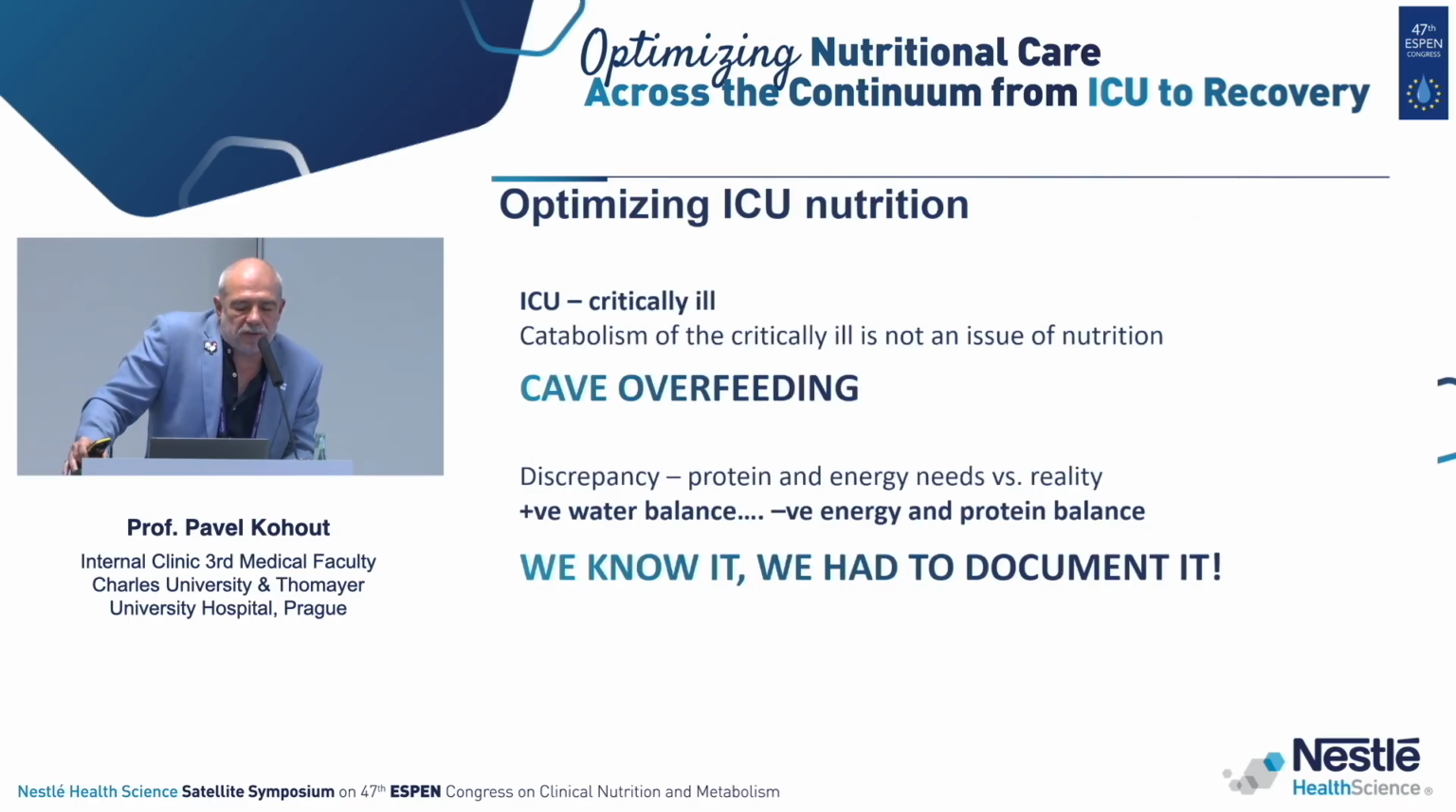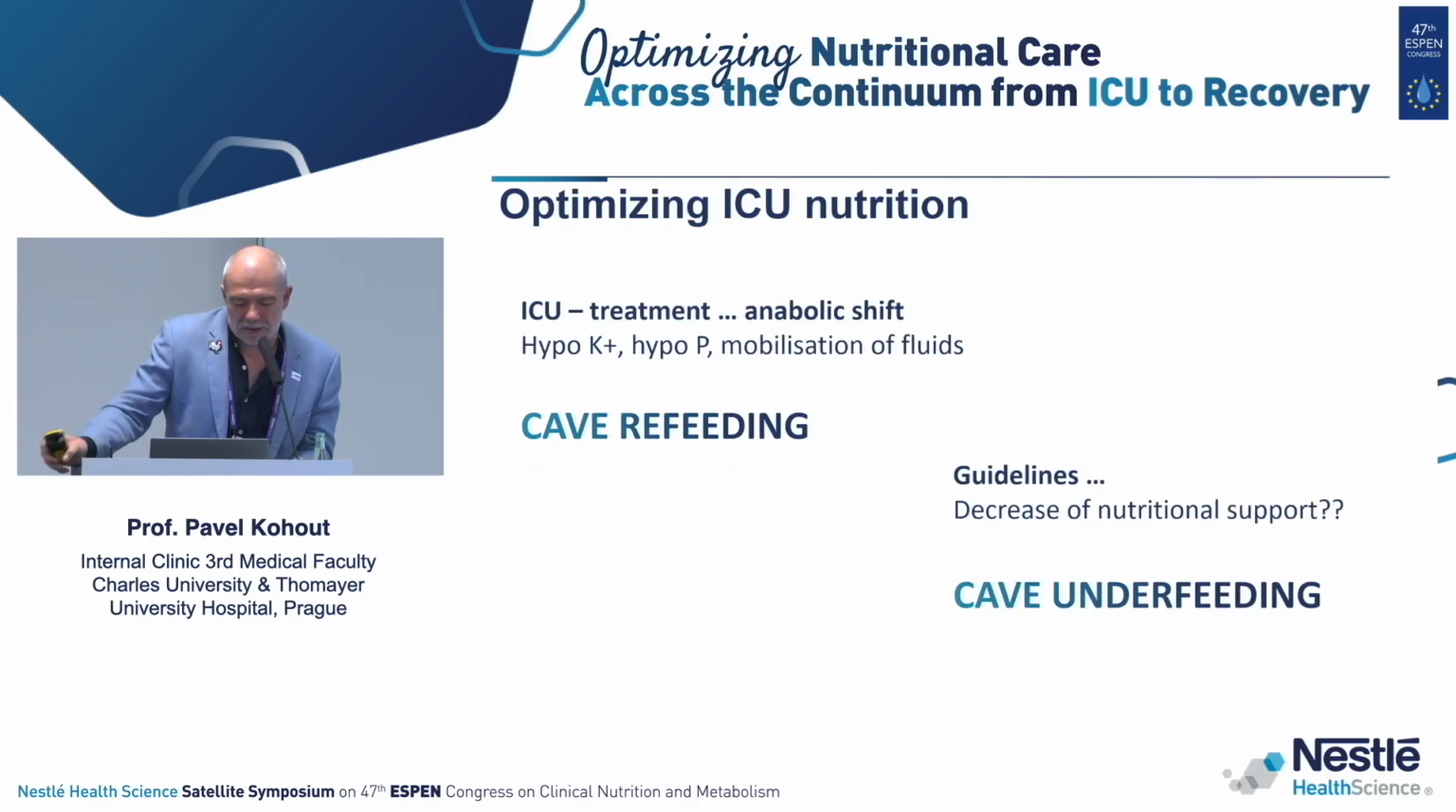So what are the phases? The first phase is critically ill patients with catabolism. We must be aware of overfeeding. There are energy needs, and we have to wait, but we know it, and we have to document it with the cumulative balance of energy and protein requirements.